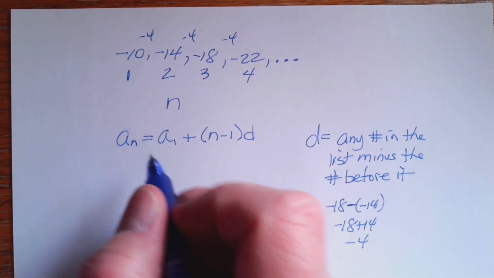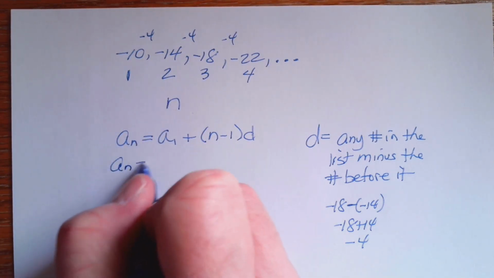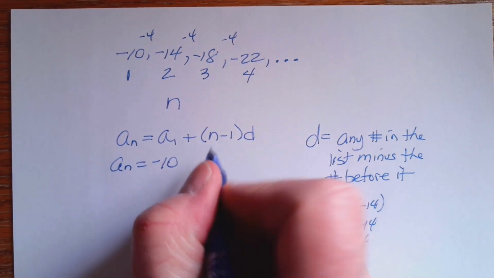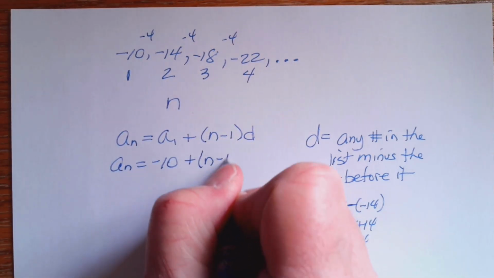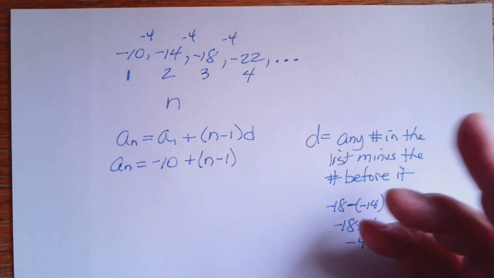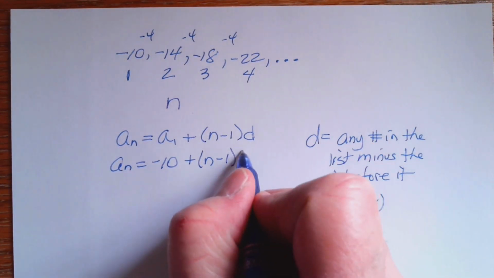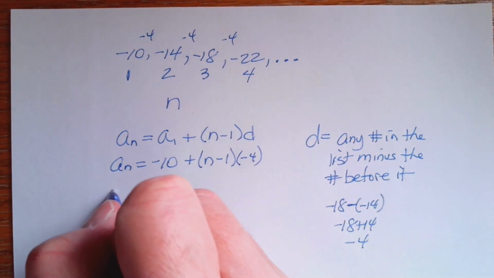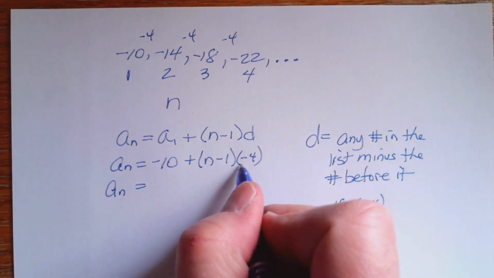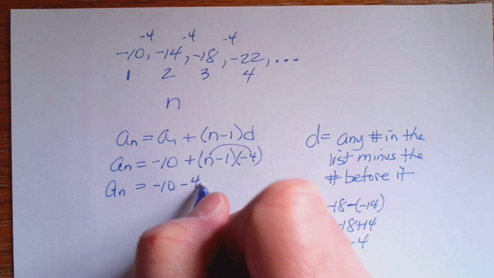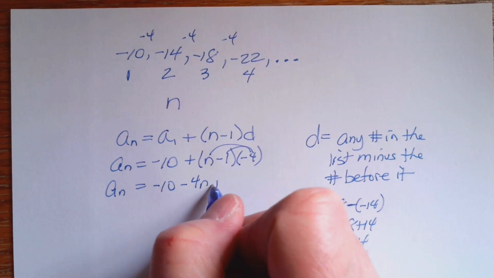a sub 1 is the first number in the list, so we're going to find the a sub n, any number, is going to be the first number in the list, negative 10, plus we're going to leave n minus 1 in there, because that's going to give us our formula variable. And the difference is going to be, in this case, negative 4. So we're going to multiply by negative 4. So I am now going to distribute that negative 4 into those parentheses. So negative 4 times n is negative 4n. Negative 4 times negative 1 is positive 4.